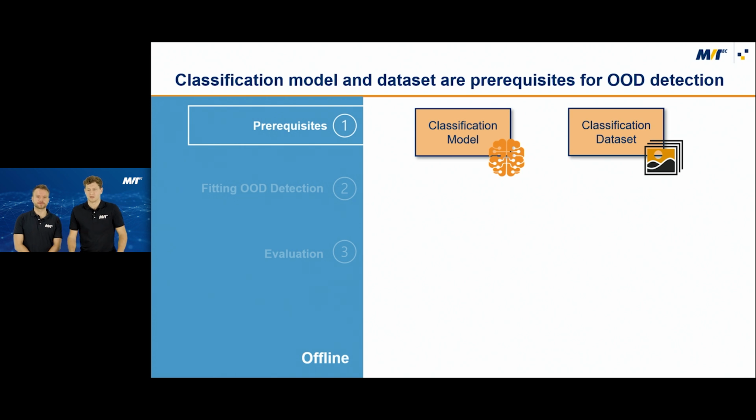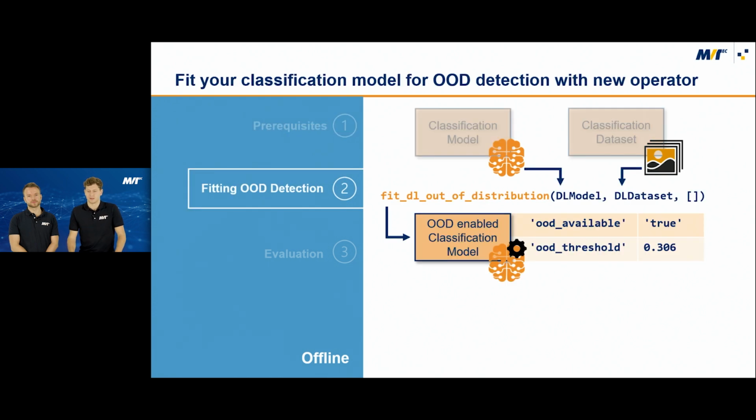Let's have a look at the out-of-distribution detection workflow. In order to fit a model for out-of-distribution detection, of course, a fine-tuned classification model is needed, as well as the original dataset used for training. This dataset should really be the same dataset which has been used to train the classification model. Once we have these prerequisites, there is a new operator that can fit a classification model for out-of-distribution detection.